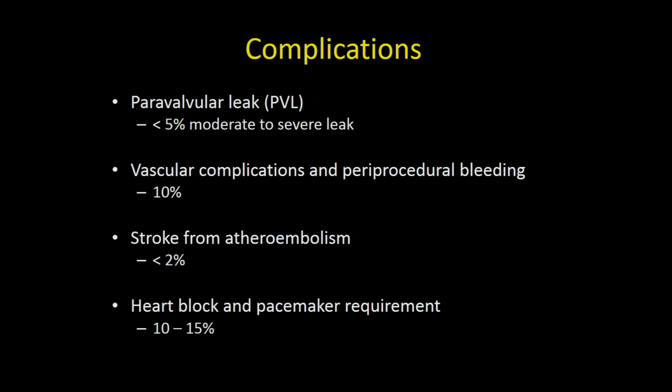And finally, we look at the possibility of heart block and need for a permanent pacemaker. So the risk of that happening now is about 10 to 15% of patients, and it's usually those who have some underlying conduction abnormalities going into the procedure. So people with atrial fibrillation are at higher risk, people that have a pre-existing right bundle branch block or left bundle branch block. And it doesn't happen on everyone, but it can happen.